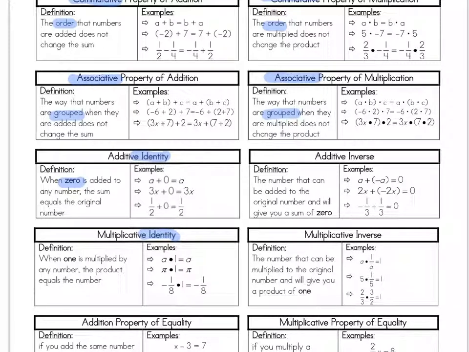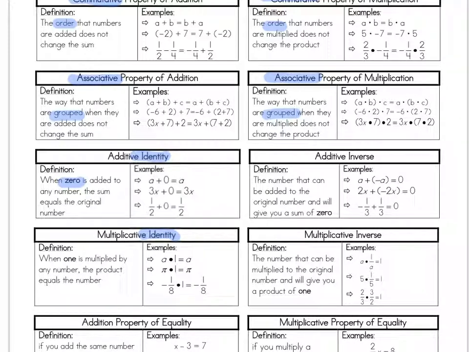So a plus 0 is still a. 3 plus 0 is still 3. So 3x plus 0, still 3x. Works for rational and irrational numbers. And you can even see we have a monomial happening. It even works for polynomials.